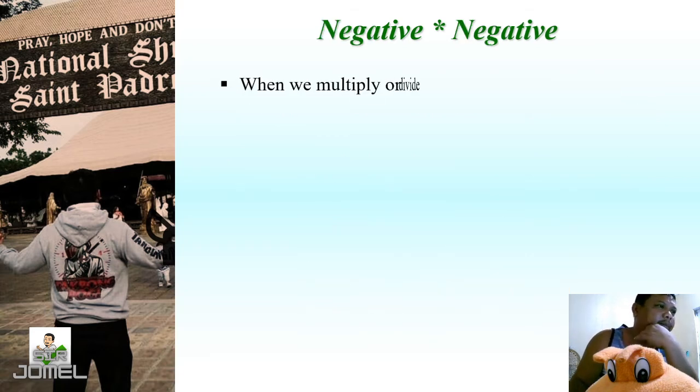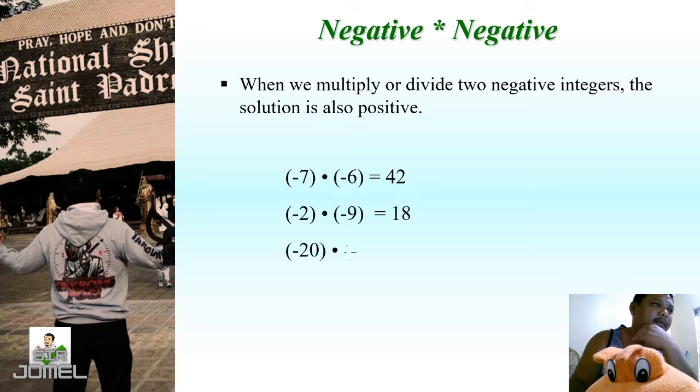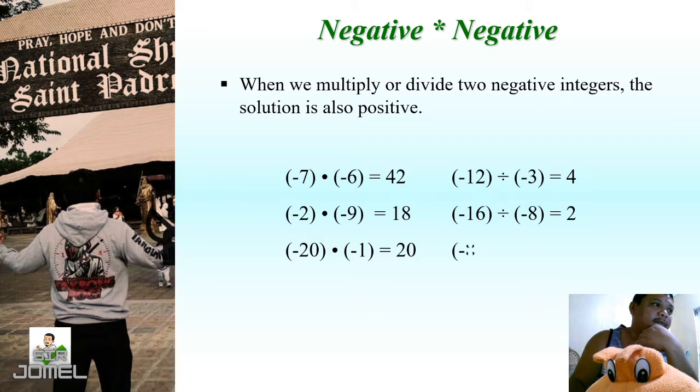How about if we multiply or divide negative and negative? So both numbers are negative. So when we multiply or divide negative integers, the solution is also positive. Take note of that. For example, negative 7 times negative 6, so we have positive 42. Negative 2 and negative 9, the product is 18. And when we have negative 20 and negative 1, the product is 20. Okay?